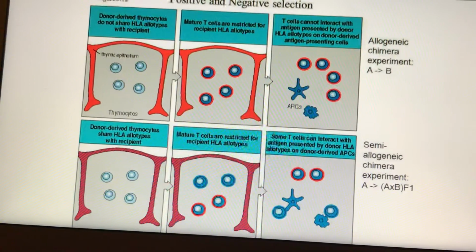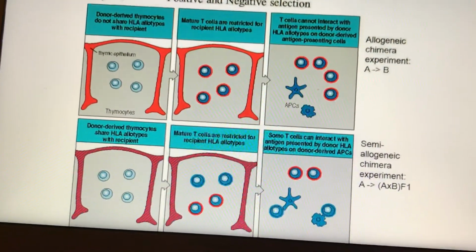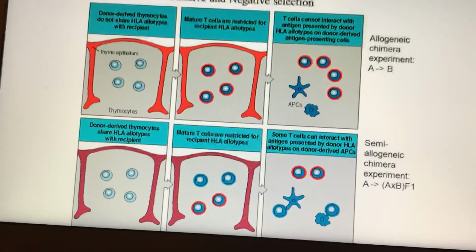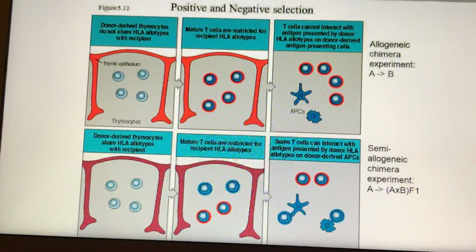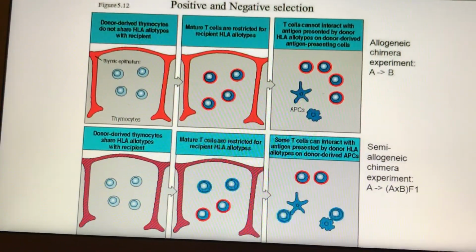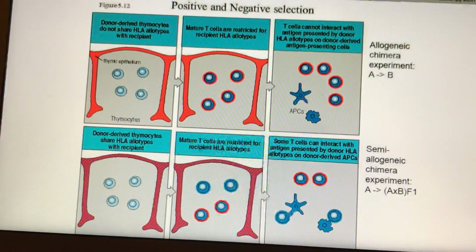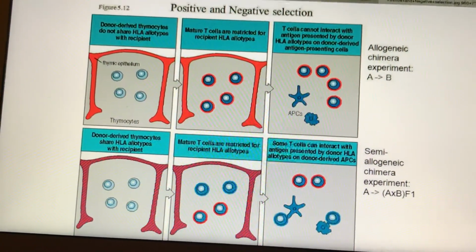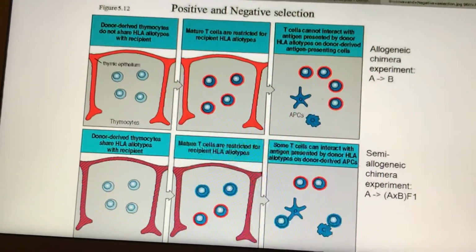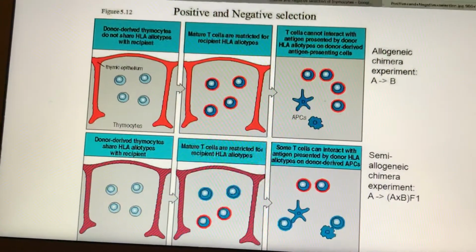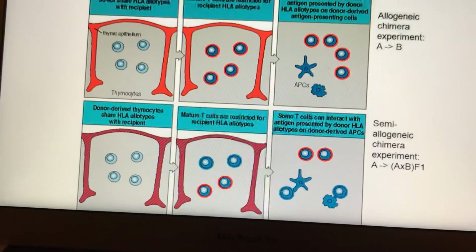So, through positive and negative selection, we do have things that are called model systems. What these model systems do is help us study these selection processes, as far as negative selection. The first one that I'll talk about is the instructive model.